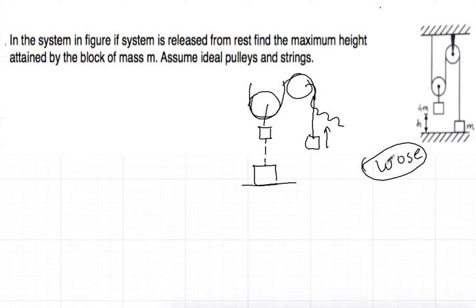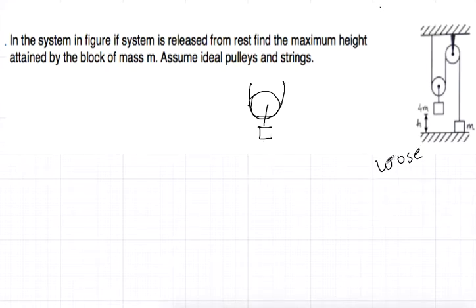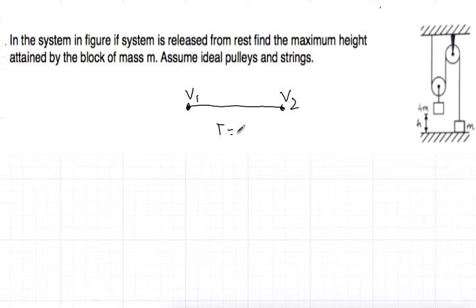Okay, this is a very interesting concept. If two parts of a thread are moving with different velocities or accelerations, that means the thread is bound to be loose, and in that case the tension in the thread will be 0. Let me draw it again. This is a thread. If this part is going with V1 and this part is going with V2, different velocities, the tension will be 0.